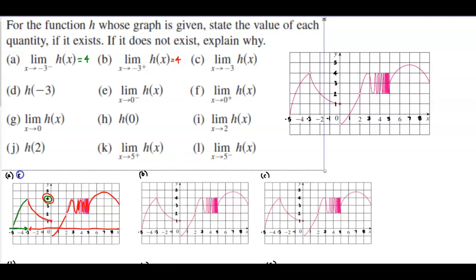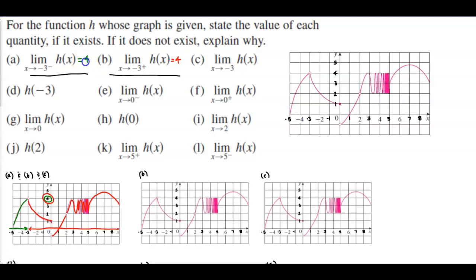Okay, so this first graph represents A and B, and then we can include C in this scenario. We know that if the limit of the function h of x is approaching -3, and we can see that it approaches 4 from the left and 4 from the right, then the answer is going to be 4.